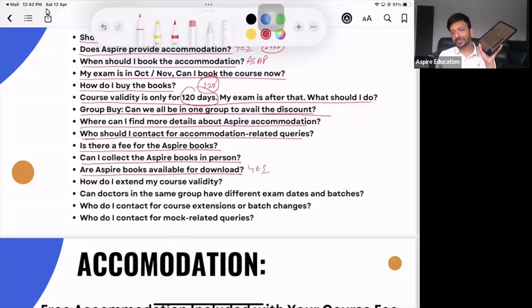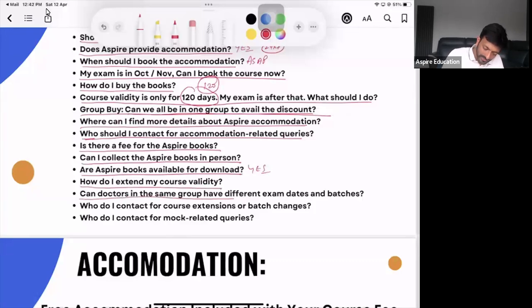If you're an iPad person, I'm an iPad person, so I read the books and everything on the iPad. So if you're an iPad person, we give you the ebook and that's fine. No problem at all. And as I said, we will help you in making a group of 5 as well. So you can put your names and everything in the group of 5 and then book it quickly. How do I extend my course validity? Email. And it is done.